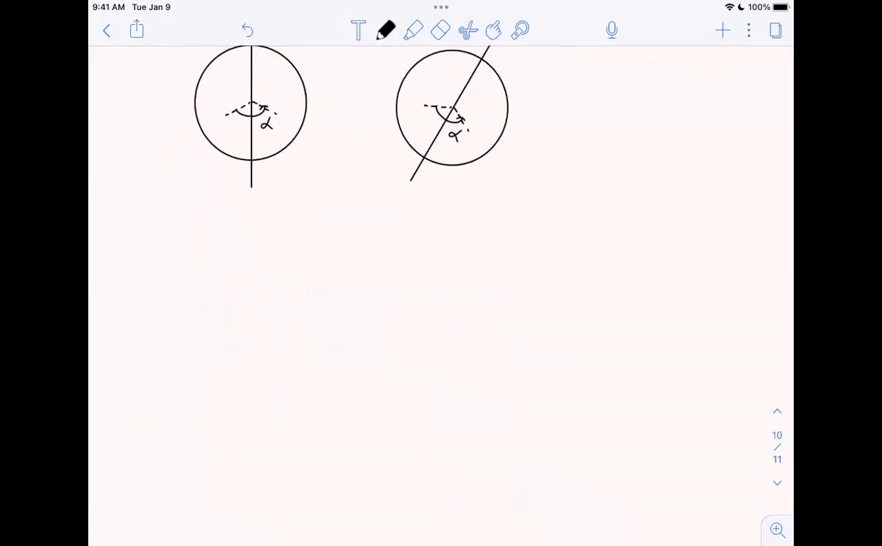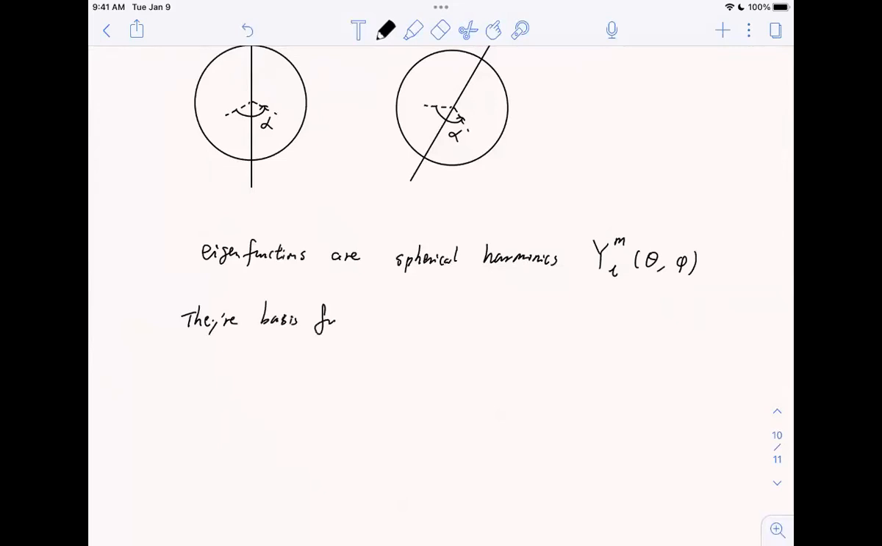For rotation, we know that the eigenfunctions are spherical harmonics. We use Y to represent Y_lm. We already learned this in quantum mechanics. So we now basically state the same thing in the language of group theory. So these are the basis functions of different irreducible representations of the full rotation group.